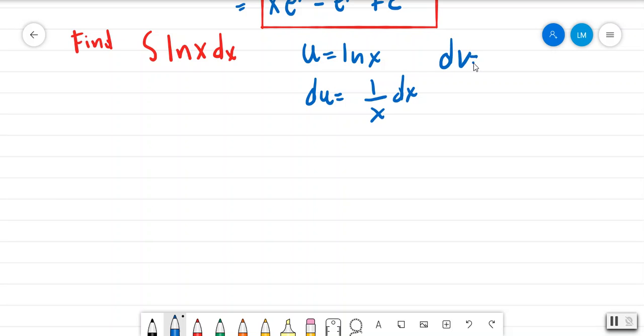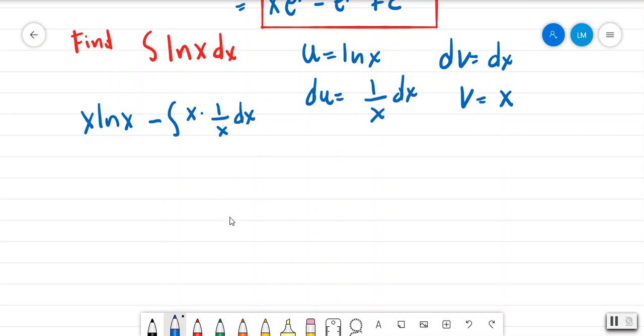dv is actually just dx, which means that v is equal to x. So this tells us that we have x ln of x minus the integral of v du, which is going to be x multiplied by 1 over x dx. So this is our integral, and that is going to be minus the integral of 1 dx.